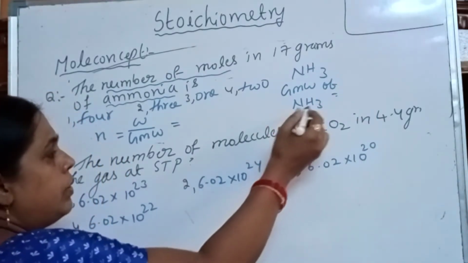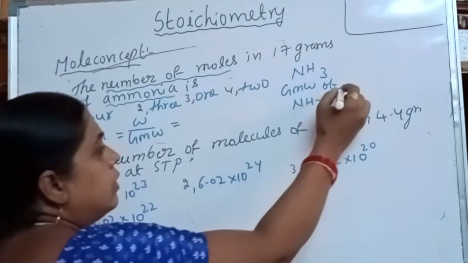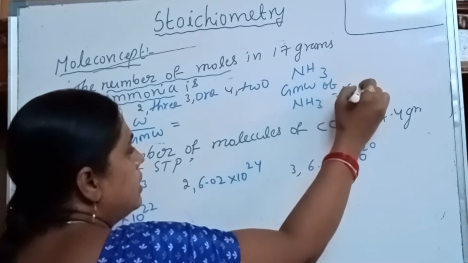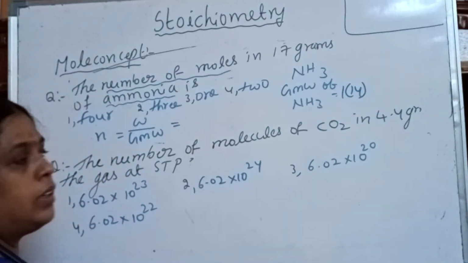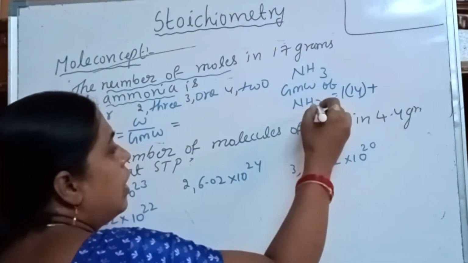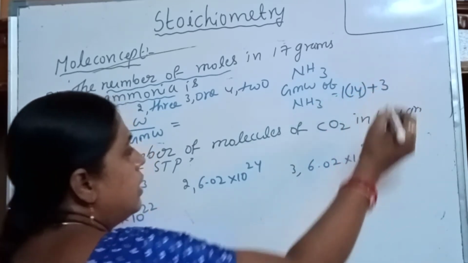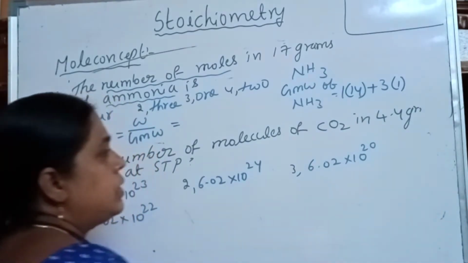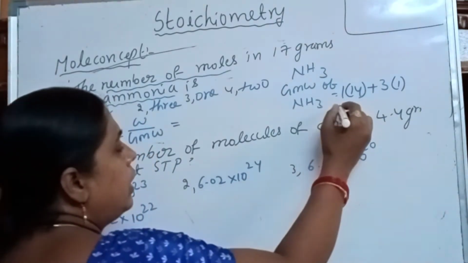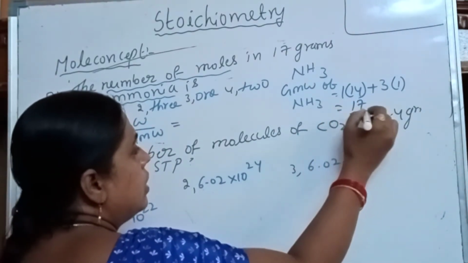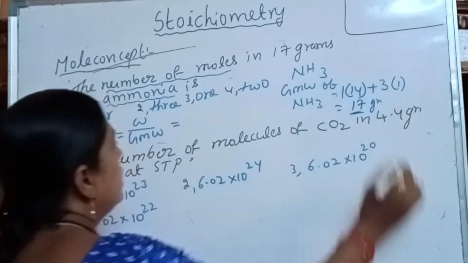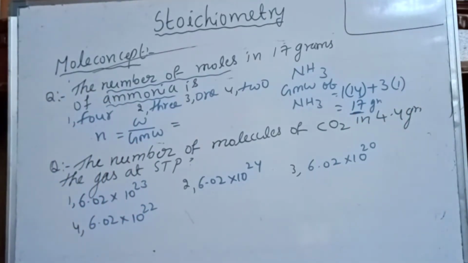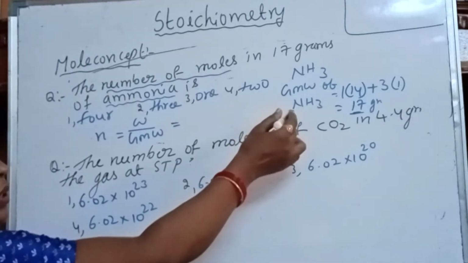Here, how many atoms of nitrogen are there? One. So what is the atomic mass of nitrogen? 14, plus, how many atoms of hydrogen are there? 3. The atomic mass of hydrogen is 1. So 14 plus 3, how much? 17 grams. What is this? It is the molar mass or molecular weight of ammonia.